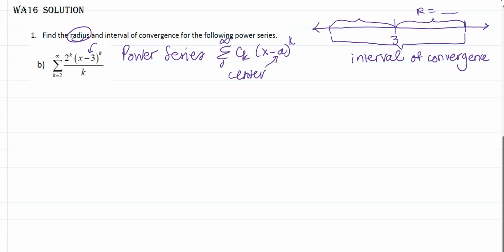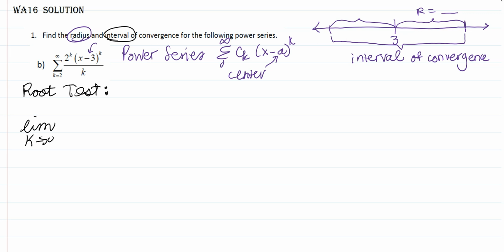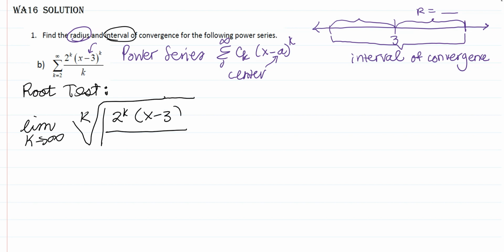In order to find the radius and interval of convergence, we need to apply either the ratio test or the root test. For some reason, the root test is calling out for me. So I'm going to try the root test. The root test says, take the limit as k goes to infinity of the kth root of the absolute value of that term right there. And the term is 2 to the k power times (x minus 3) to the k power divided by k.